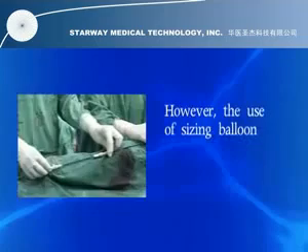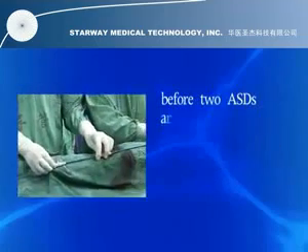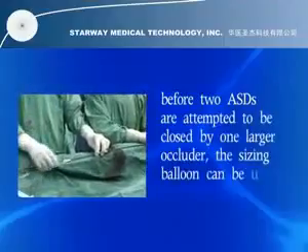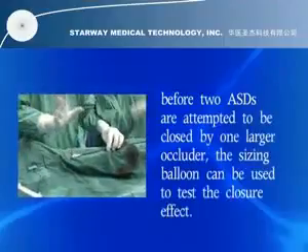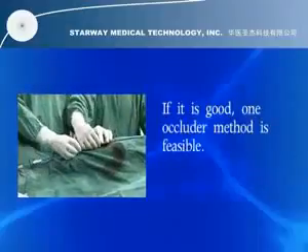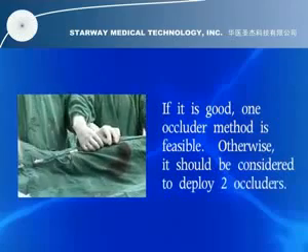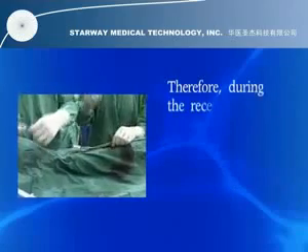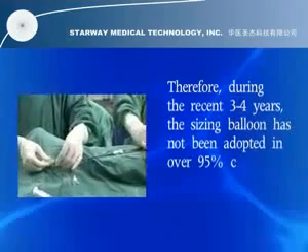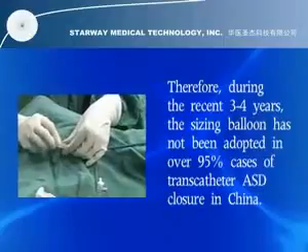However, the use of a sizing balloon is recommended in the following situation. Before two ASDs are attempted to be closed by one larger occluder, the sizing balloon can be used to test the closure effect. If it is good, the one occluder method is feasible. Otherwise, it should be considered to deploy two occluders. Therefore, during the recent 3 to 4 years, the sizing balloon has not been adopted in over 95% of the cases of transcatheter ASD closure in China.